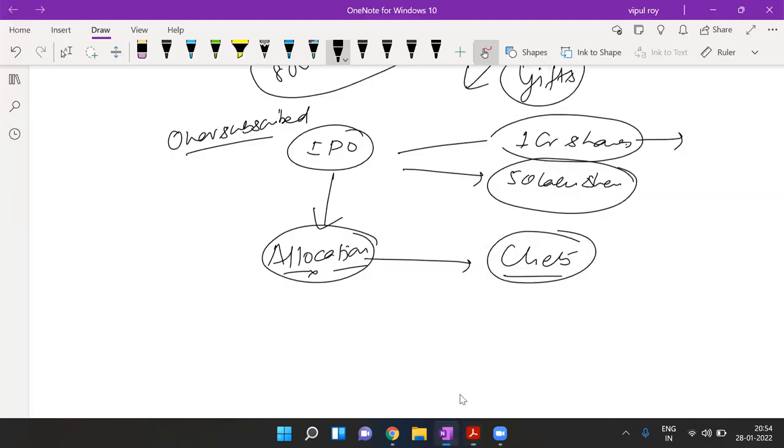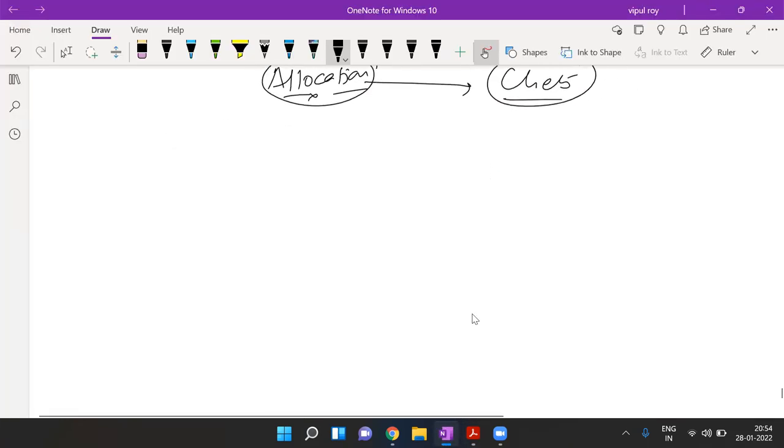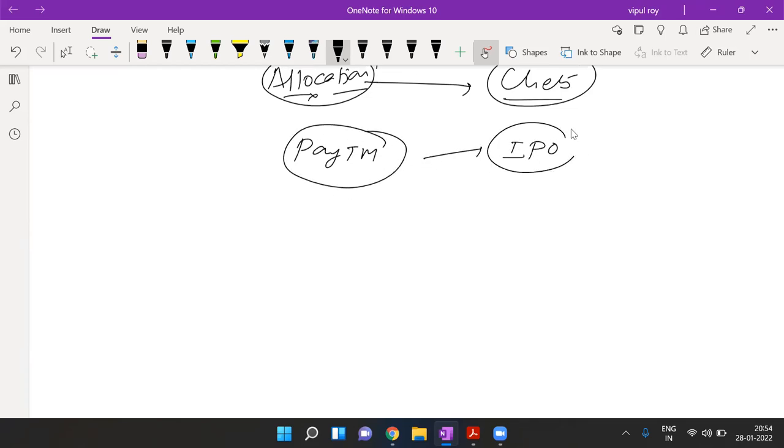Now, this is a very important point here. Let's say Paytm plans to launch an IPO. They want to tap the capital market. They want to issue shares in the market. They approach JP Morgan, right? So JP Morgan is the investment banker here.